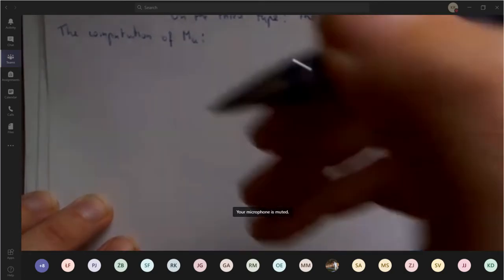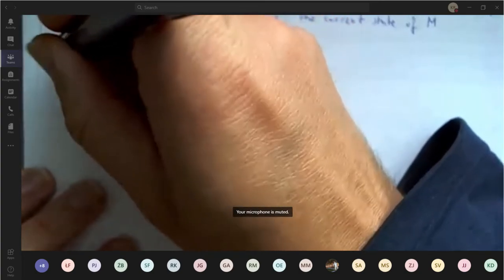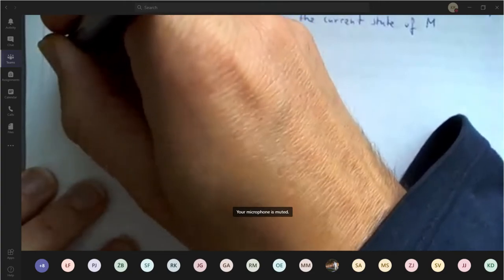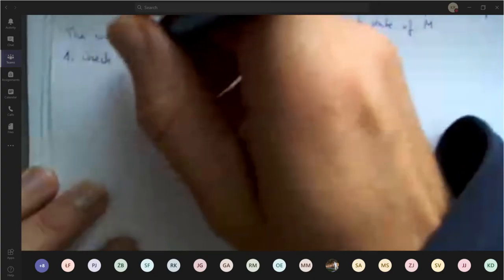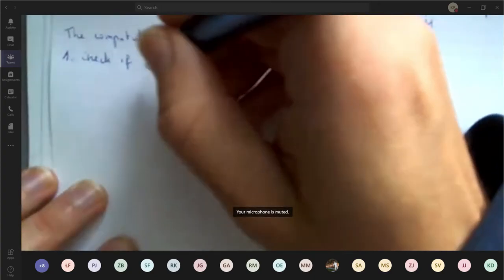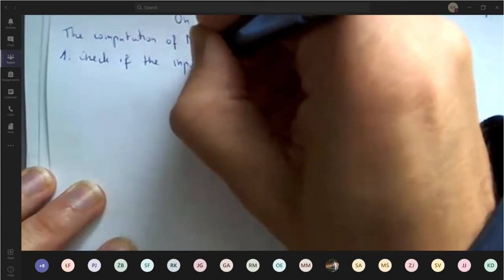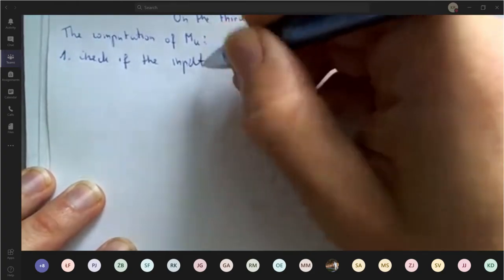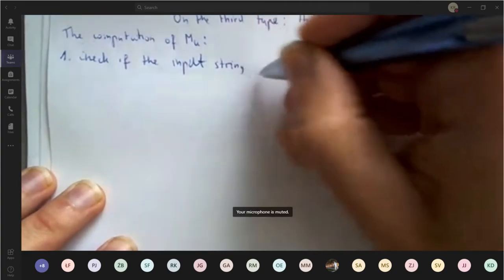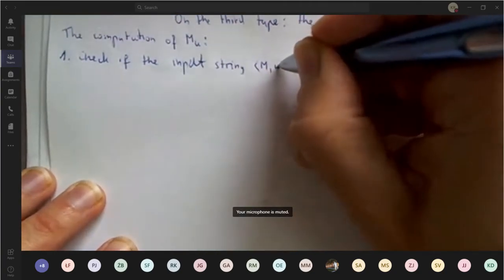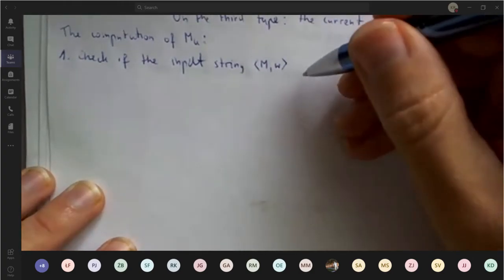Okay, so I will write it in points. First point, check if the input string is correct.